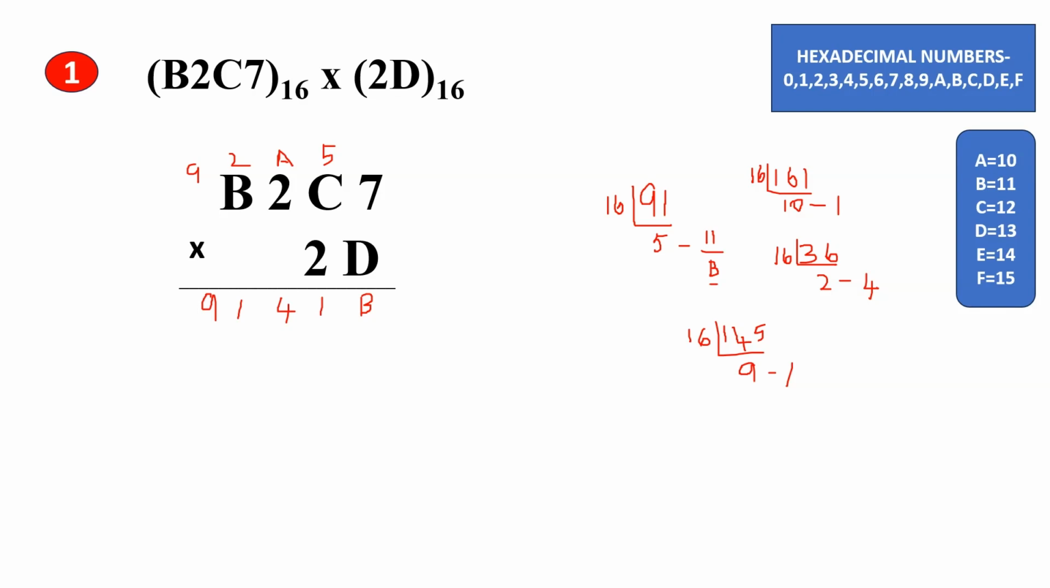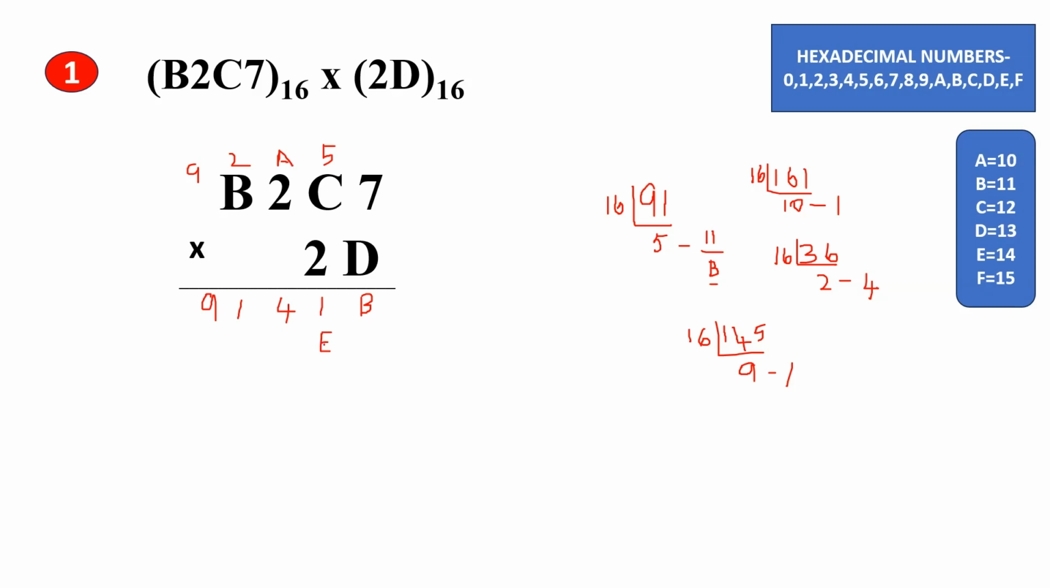Next, multiply B2C7 with 2. So 7 multiplied by 2 gives us 14. The hexadecimal for 14 is E. So we write E from this position. We'll start writing from this position.